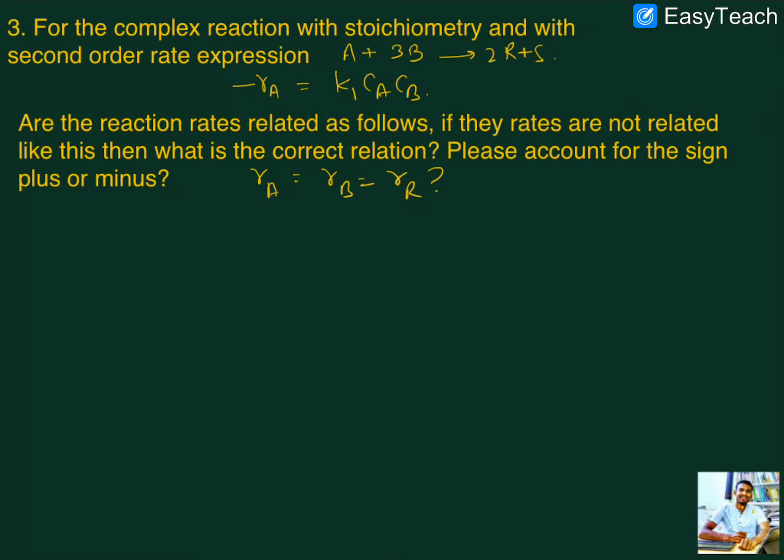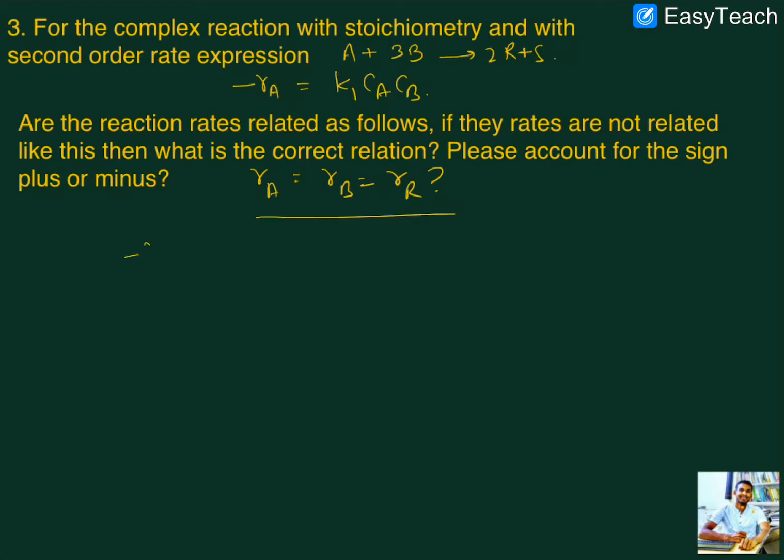So this is the question for the complex reaction with stoichiometry and with a second order rate expression. Here is the stoichiometry of the reaction, and here is the rate expression. Are the reaction rates related as follows? If the rates are not related like this, then what is the correct relation? Please account for the sign, plus or minus. So this is asking whether this relation is true or not.